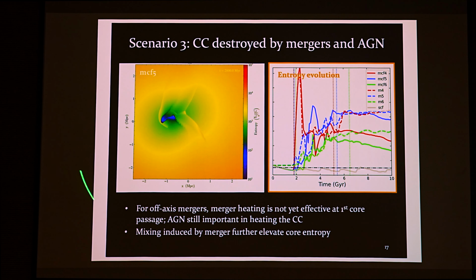Okay, so we found a really interesting case where the cluster mergers and the AGNs are actually working hand in hand to transform the cool-core clusters back to the non-cool-core state. And this is the first time this is clearly demonstrated in numerical simulations.